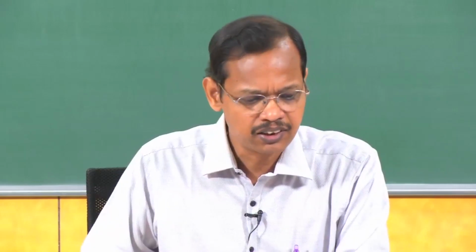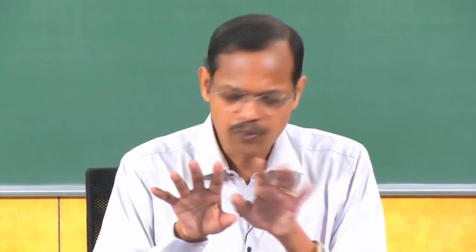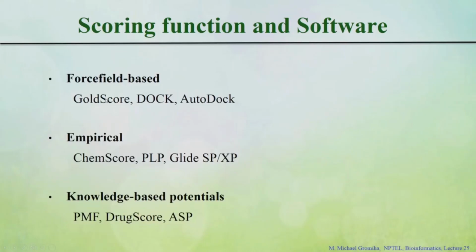Now, when using such a sampling space and the scoring functions, we can screen the compounds, which is called virtual screening, and we will discuss it in this class. So, there are various scoring functions and software available in the literature. For example, force field based software: GoldScore, DOCK and AutoDock. AutoDock is a widely used public domain program that is available for free for academic usage.